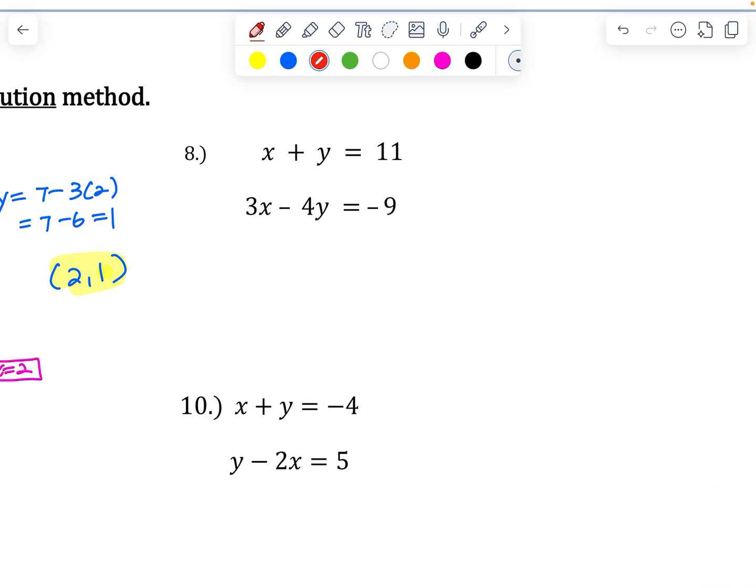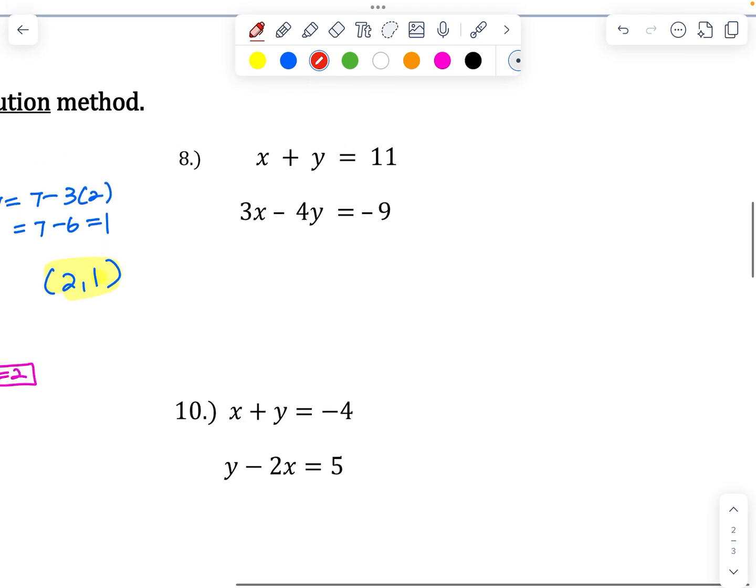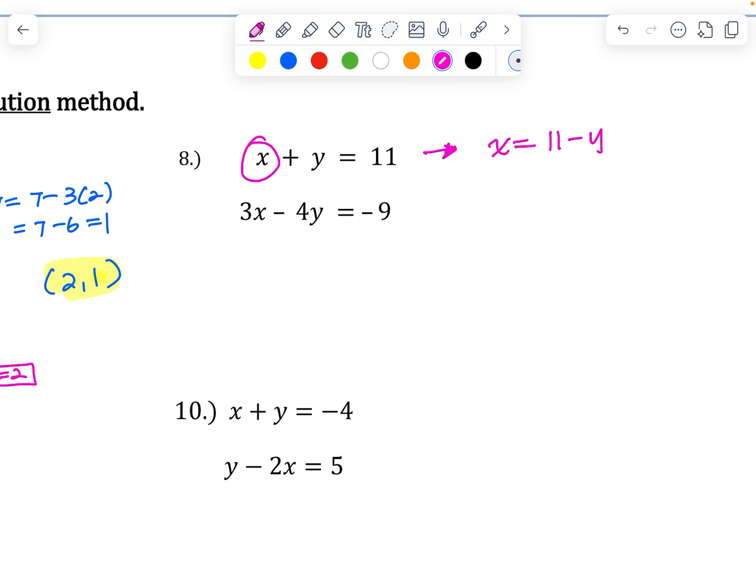All right, next one. It's supposed to be using the substitution method, so I am going to maybe isolate the x on the top. Okay, so x equals 11 minus y. I'm just subtracting y on both sides like that. So I'm going to take 11 minus y now and put it in the place of x in the second equation.